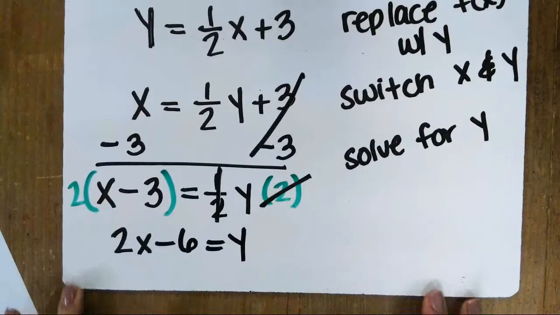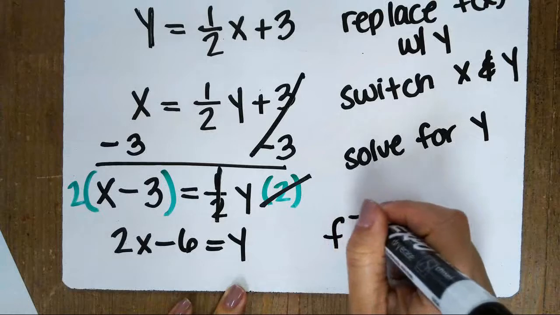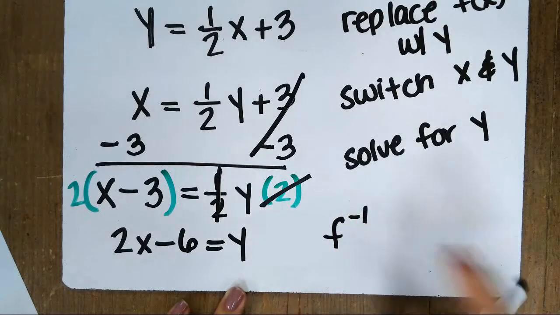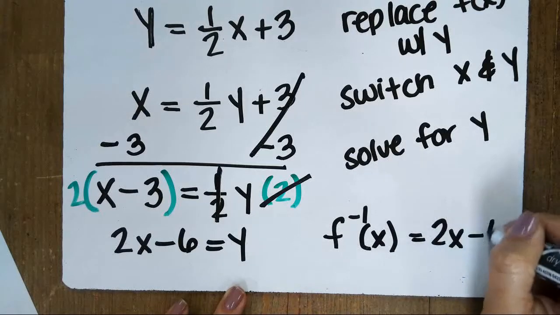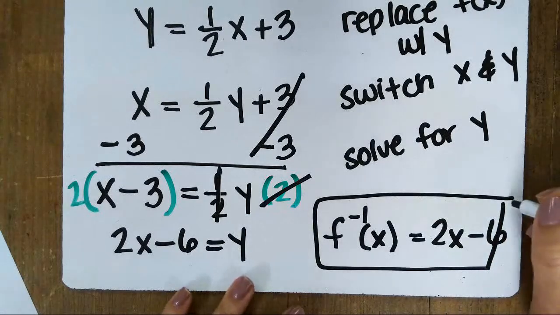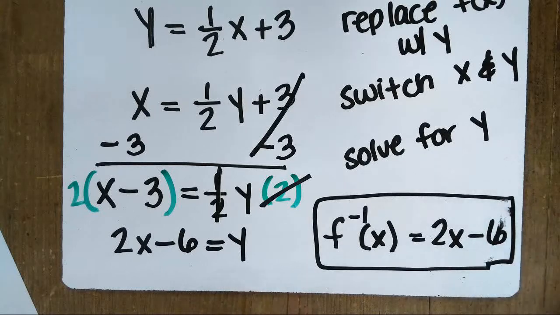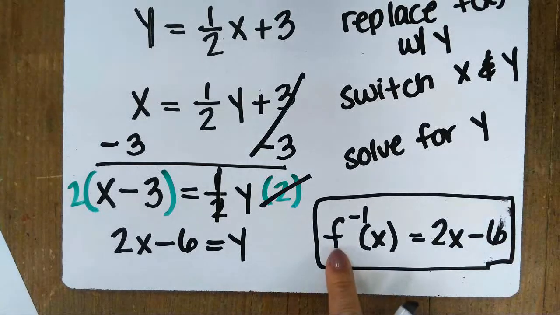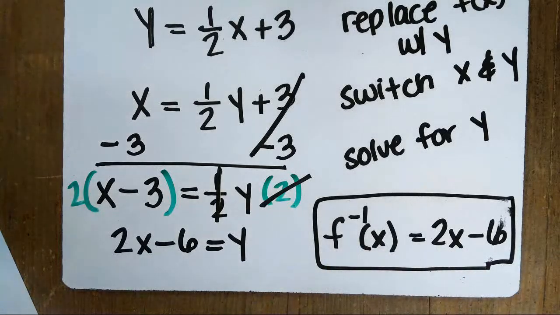Okay, so now that I've solved for y, all I need to do is use my function notation of f of -1 of x, because that's showing me that it's the inverse. So f inverse of x equals 2x minus 6. Sorry, I totally went right through that 6. But that right there is going to be my answer. Okay, so you have the inverse: f inverse of x equals 2x minus 6. Okay, now let's go ahead and do another one.